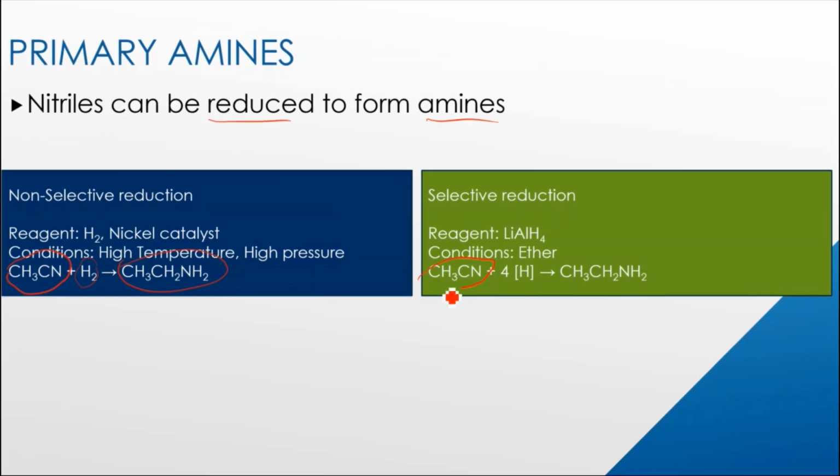Looking at the equation, we have ethanenitrile again, and to represent our reducing agent we can have an H with square brackets around it, like you can see here, and this would end up forming ethylamine again. And to balance this equation we could just add 4 in front of the H.